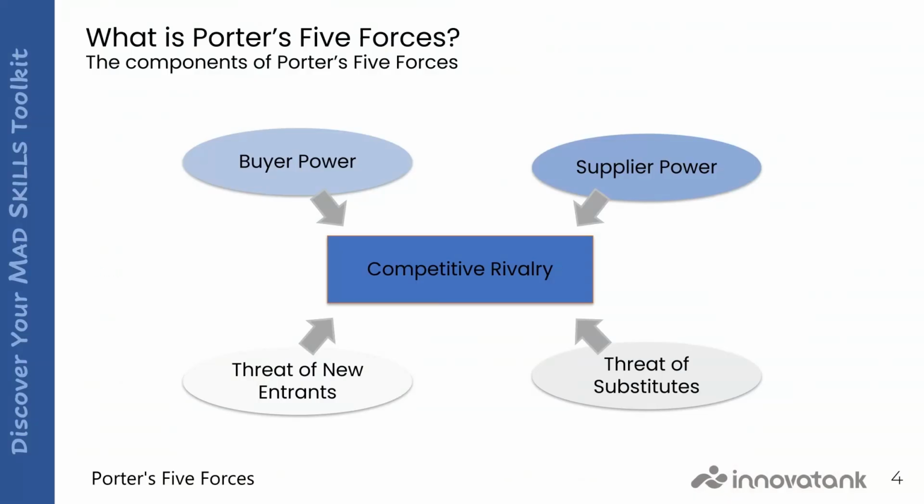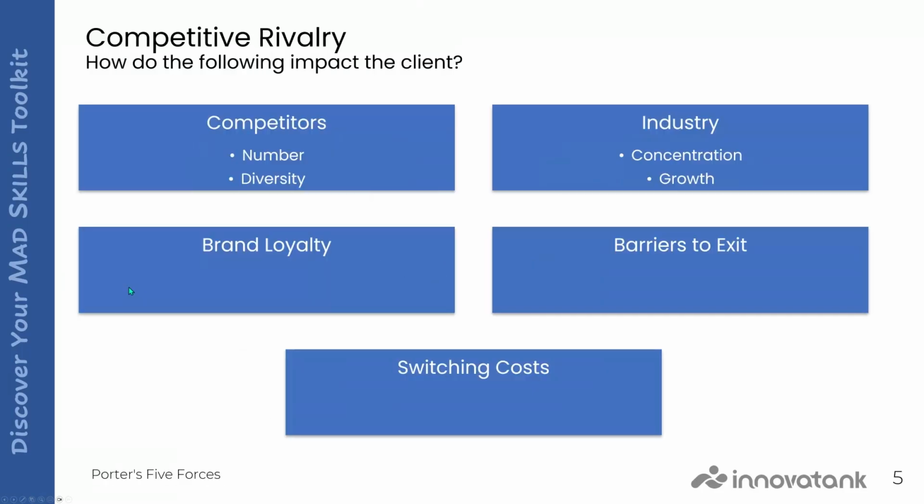Porter's five forces help you analyze the competitive environment of the client's industry. The five forces are rivalry amongst existing competitors, which is in the center, buyer power, supplier power, threat of substitute products, and the threat of new entrants. The strength of these forces shows how attractive the industry is and how much pressure the company faces. Let's start to break it down.